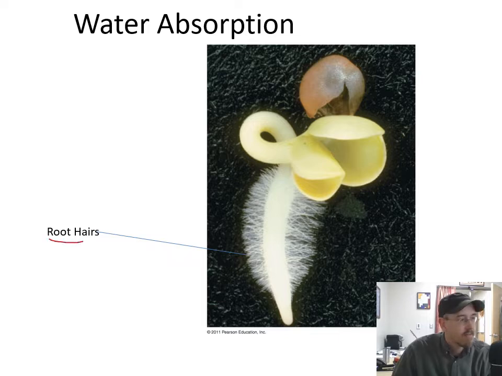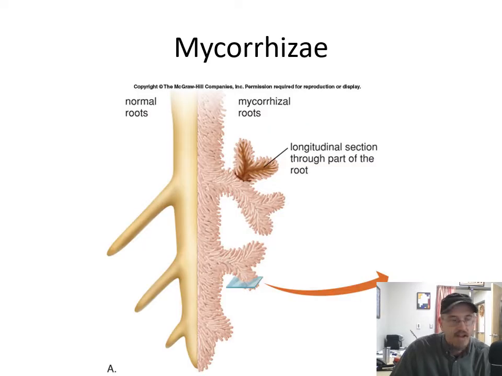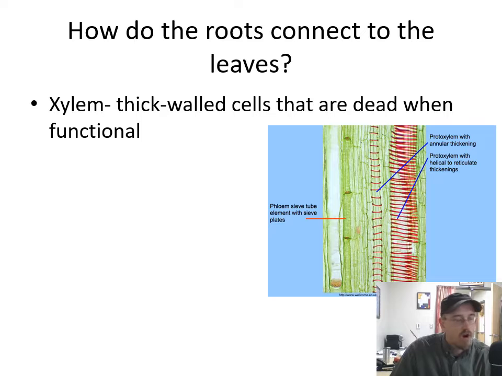So remember that plants have root hairs on the roots. This root right here is a multicellular organ, but these hairs are single celled. They're single cells sticking out of that root, and they allow it to absorb lots of water, lots of surface area. Now, we can also increase surface area with mycorrhizae, as we see on this slide. These are fungal hyphae, also making the surface area of the root much larger than it would have been. So water comes into those roots.